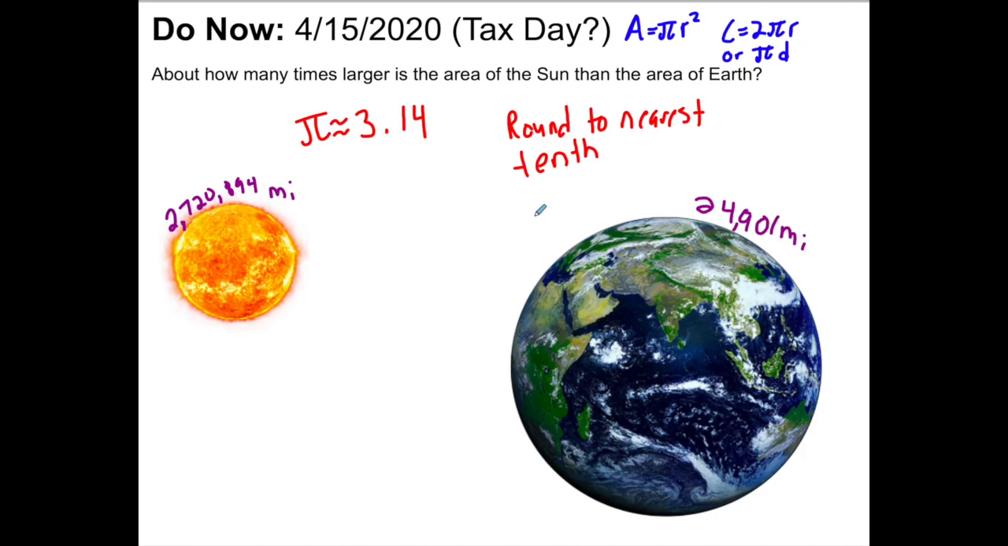So what we need to do is calculate the area of the Earth, calculate the area of the Sun, and then figure out how many times larger the Sun's area is than the Earth's area. Okay, so pause the video, try to answer my question here, and then when you're ready, unpause, and I'll show you how to solve it.